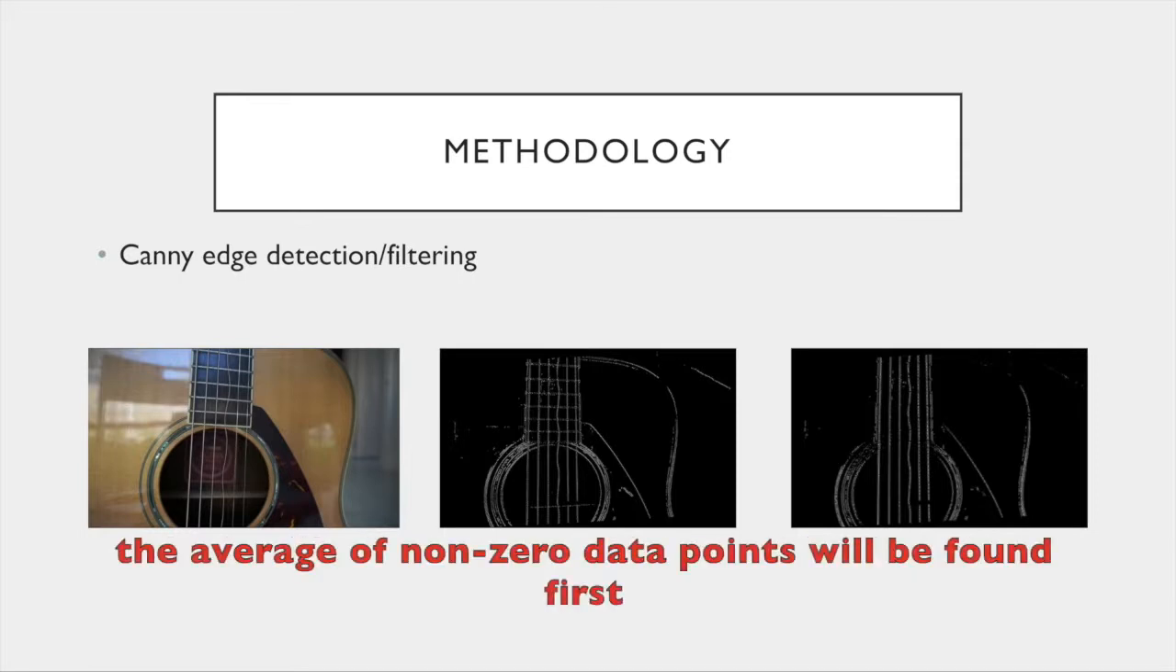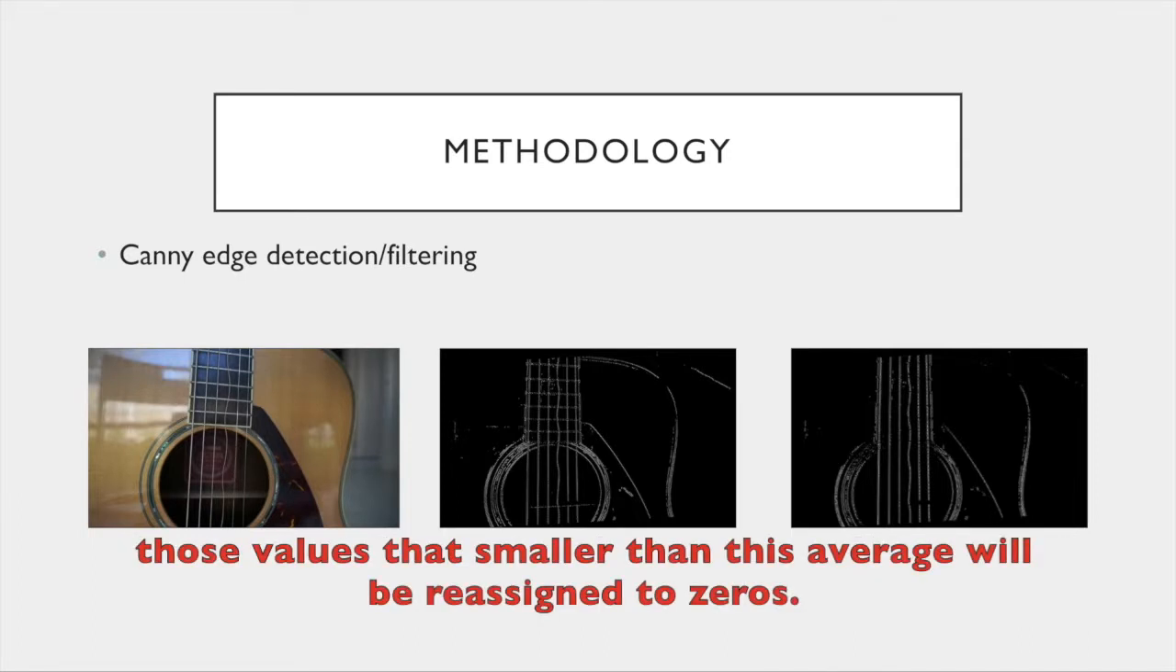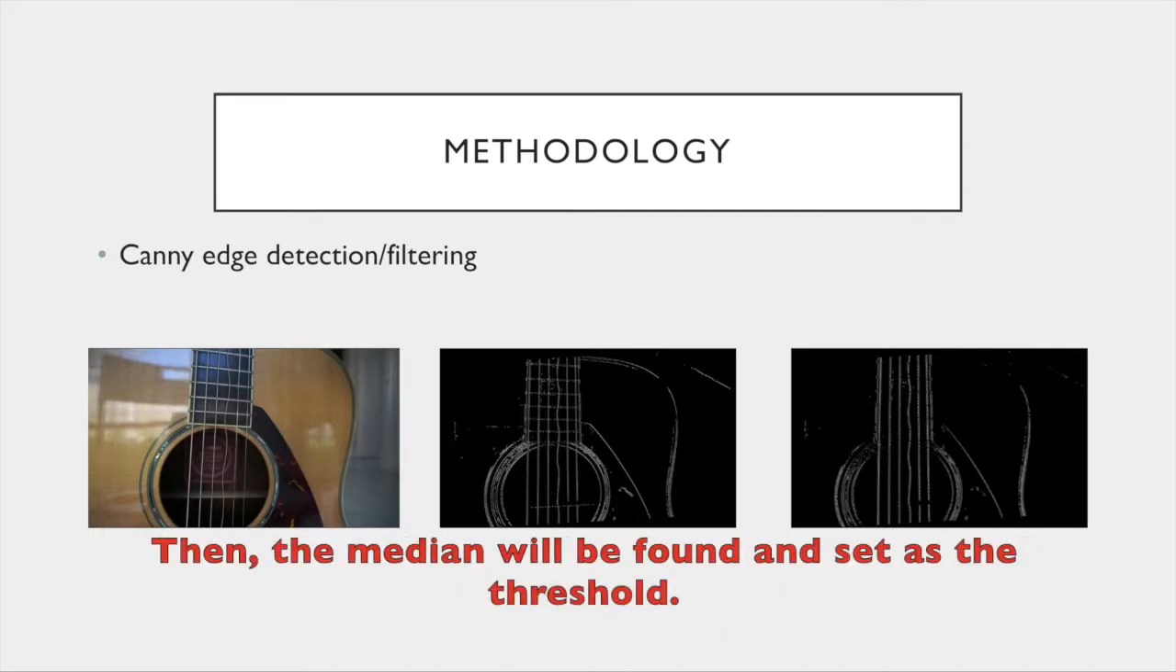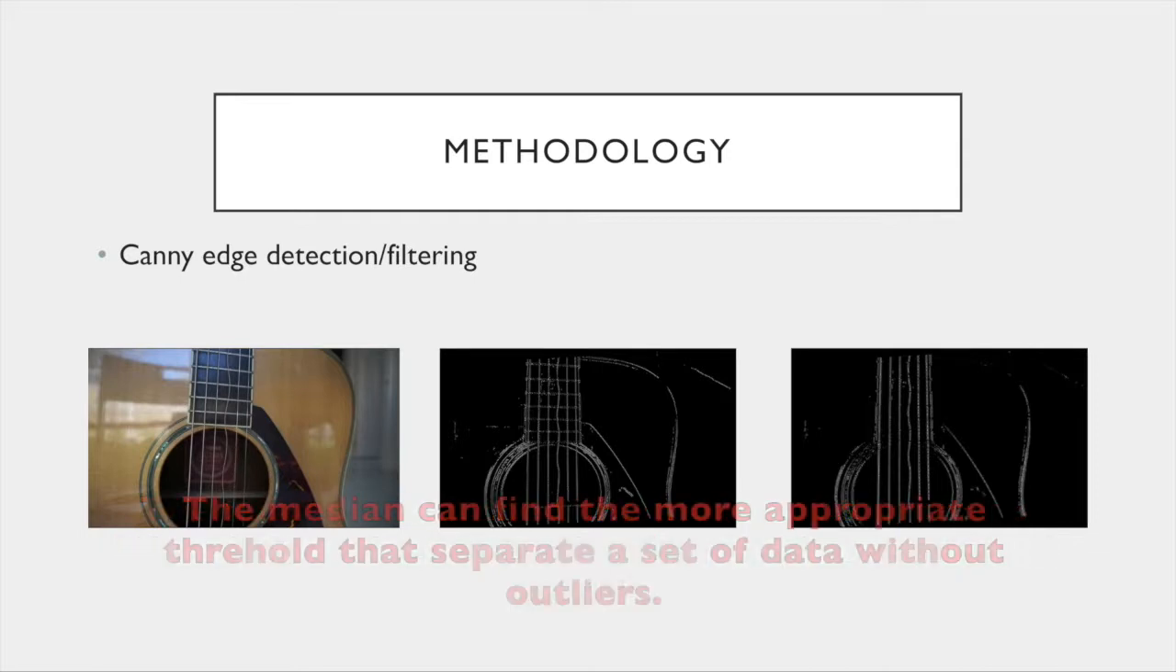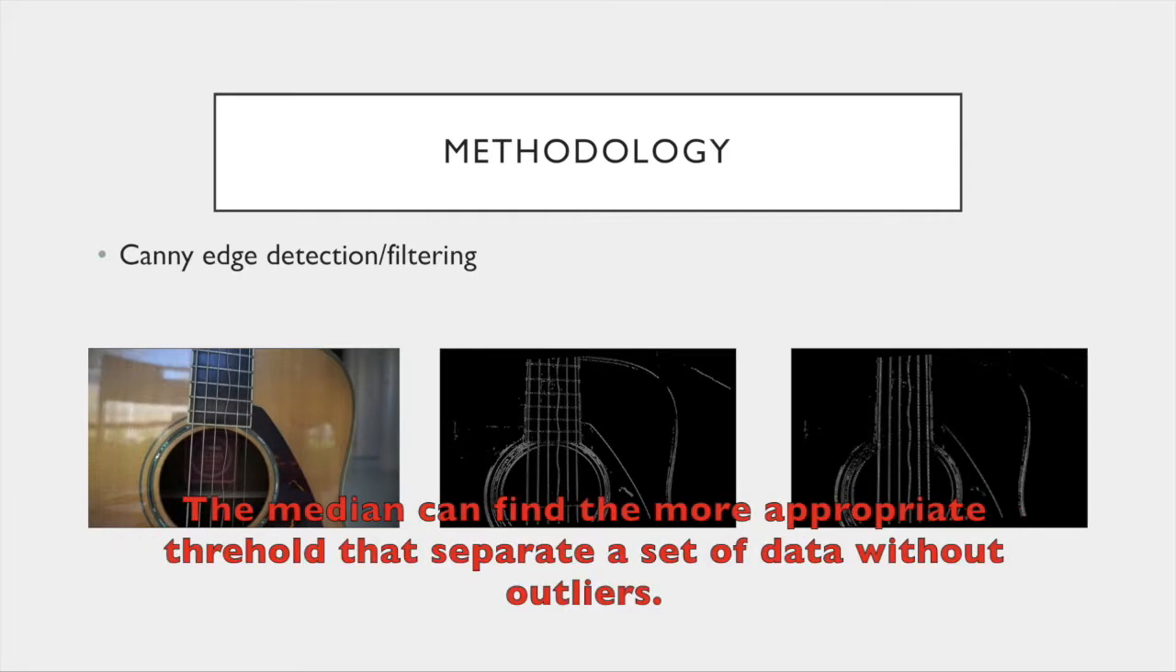The average of the non-zero data points will be found first. Those values that are smaller than this average will be reassigned to zeros. Then the median will be found and set as the threshold. The values below this threshold are assigned as 0, and the values over this threshold are assigned as 1. The median can find a more appropriate threshold that separates a set of data without outliers.